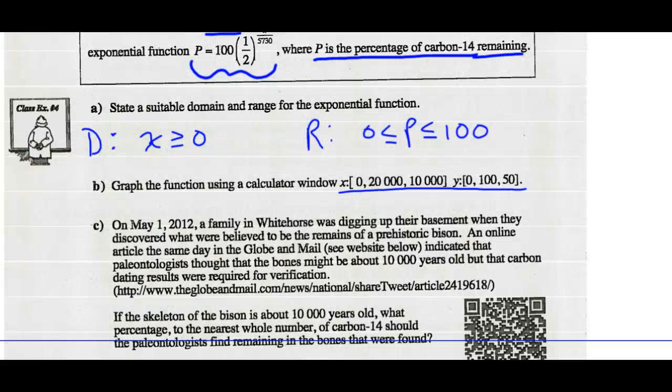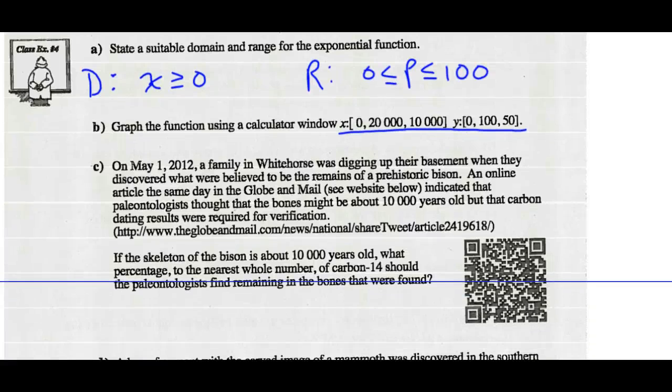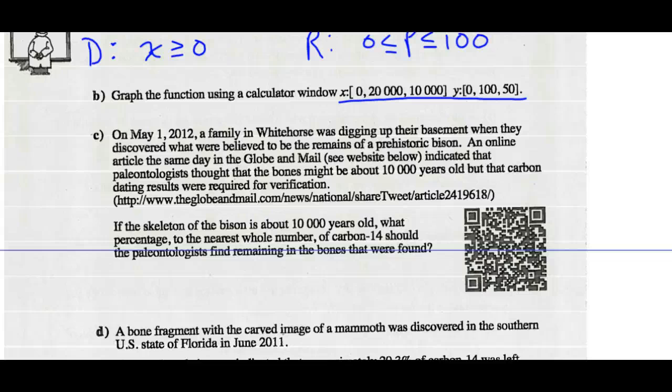Now let's read what it wants us to do. On May 1, 2012, a family in Whitehorse was digging up their basement when they discovered what were believed to be the remains of a prehistoric bison. An online article the same day in the Globe and Mail indicated that paleontologists thought that the bones might be about 10,000 years old, but that carbon dating results were required for verification. If the skeleton of the bison is about 10,000 years old, what percentage to the nearest whole number of carbon-14 should the paleontologists expect to find in the bones?